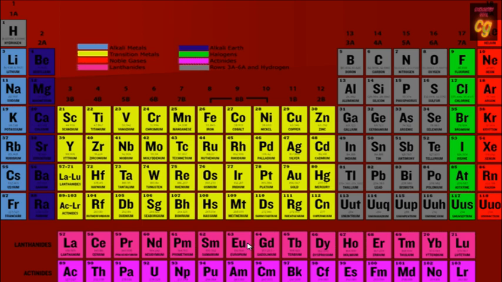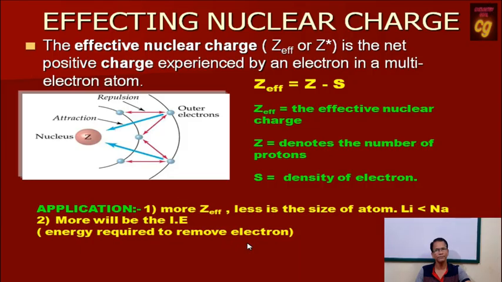The properties which change along the group and periods are called periodic properties. Before discussing the periodic properties, we have to know some important characteristics of the elements, by which the other properties change along the groups and periods.